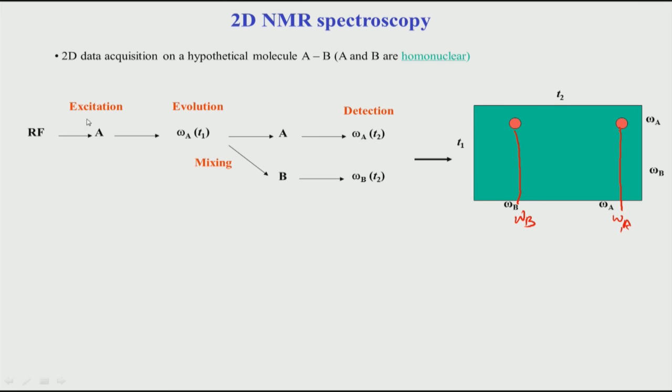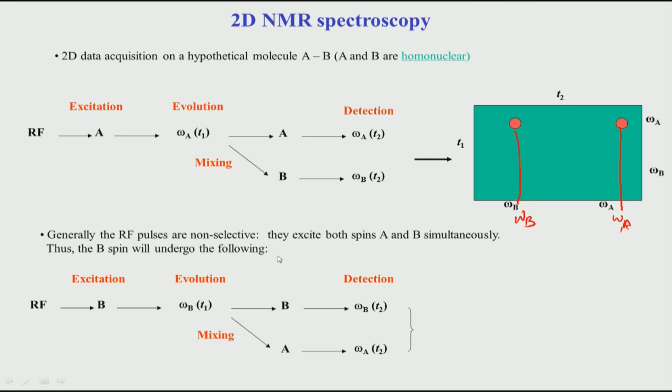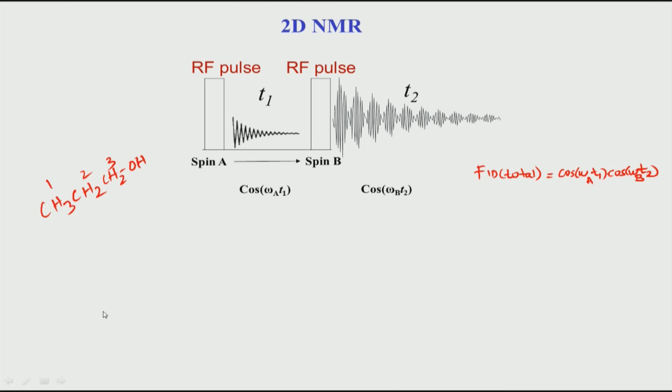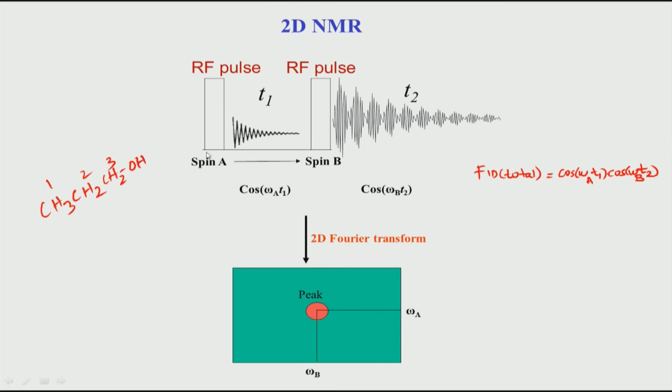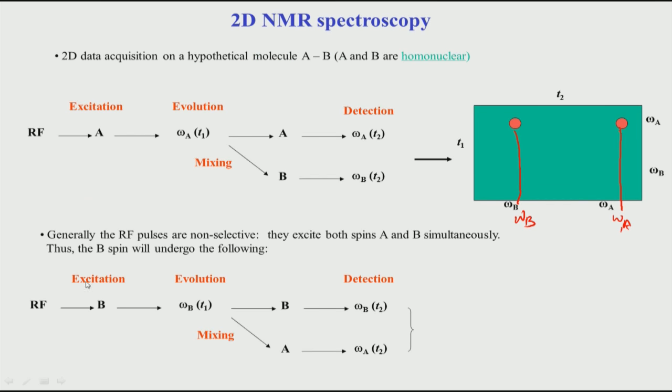But remember we started from A here. As I said, generally the pulses are non-selective, which means they excite A and B simultaneously. Thus, the spin B will also undergo the following, which we will show here. So, now this excitation is for both A and B. Let me go back to the previous slide. We are talking about the first pulse. It is not only applicable to A, it is applicable to B also. So, all the spins.